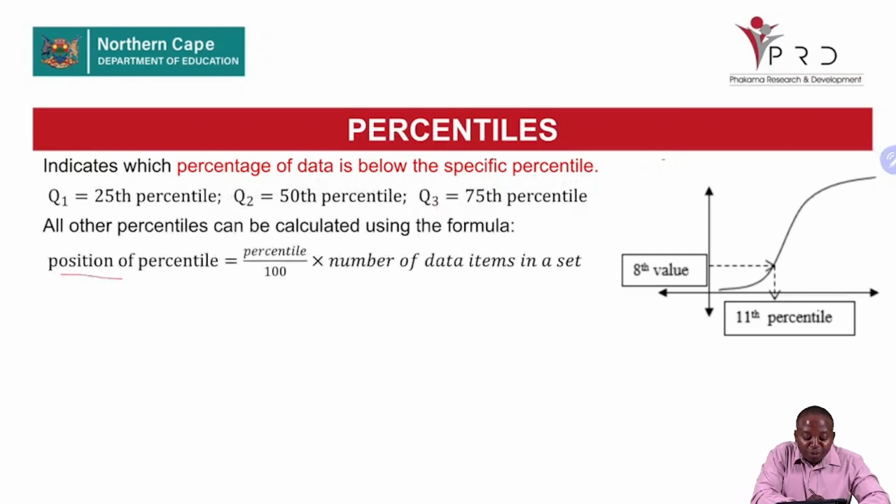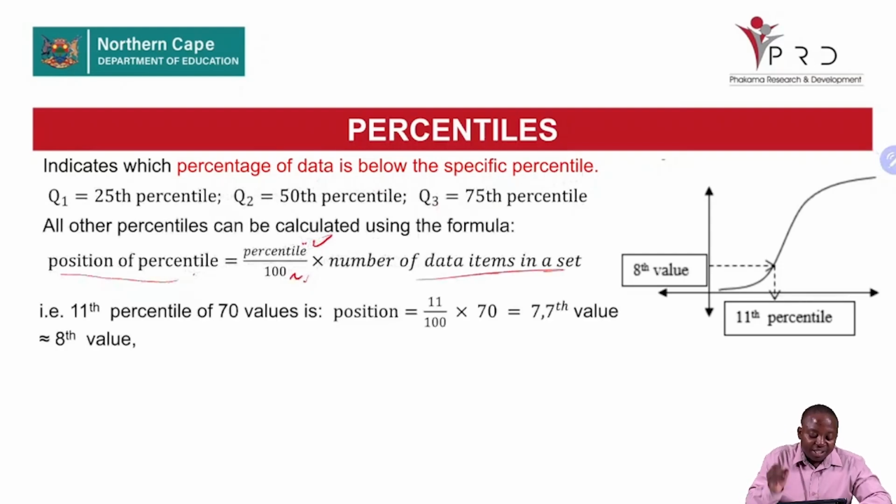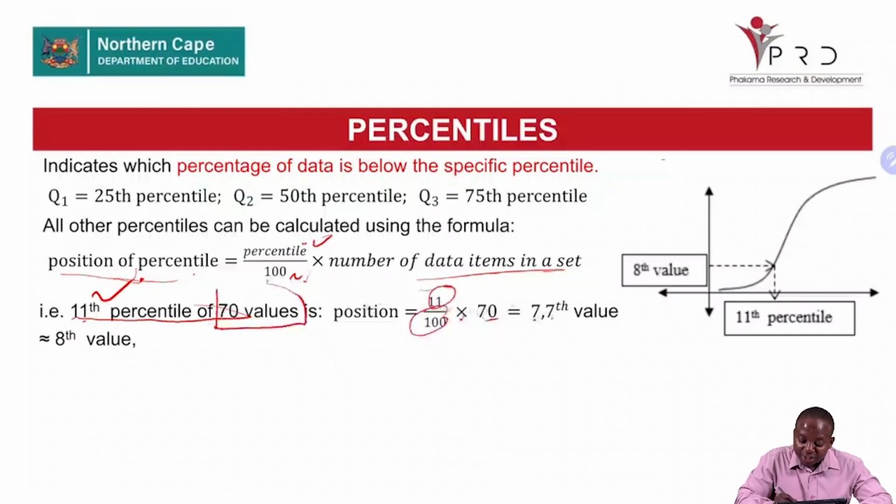The position of a percentile is the percentile over 100 times the number of data values in the set. In this case, let's say for example the 11th percentile of 70 values. We are looking at the position of this 11th percentile. So it's 11 over 100 multiplied by n, which in this case is 70. We get 7.7, so we round it off to a whole number, and we get 8.